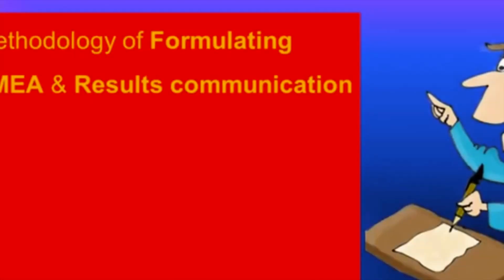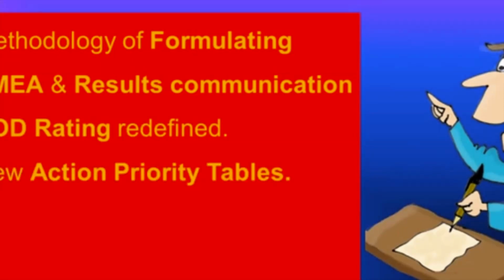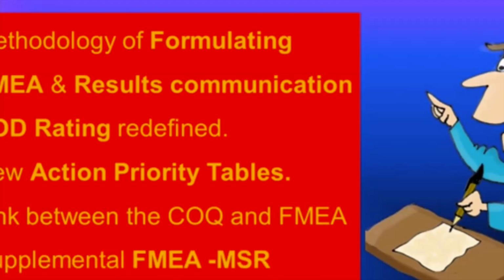What are the major changes in this new revision? The first is the methodology of formulating FMEA and results communication. The second is severity, occurrence and detection rating, which are redefined. The third is new action priority tables are now available. Fourth is the link between cost of quality and FMEA. And the fifth is the supplemental FMEA MSR concept.